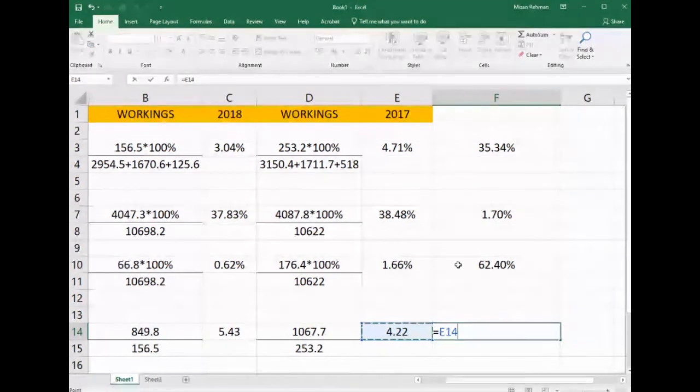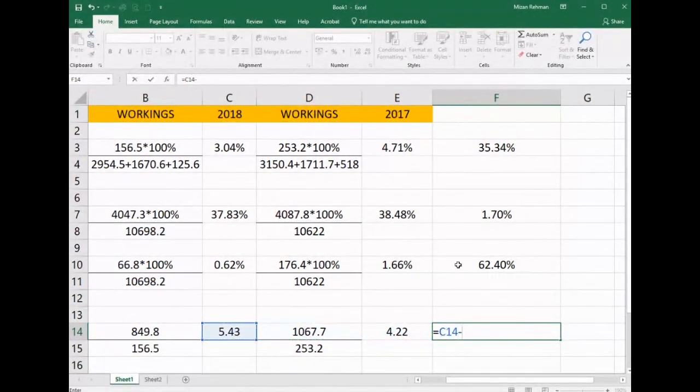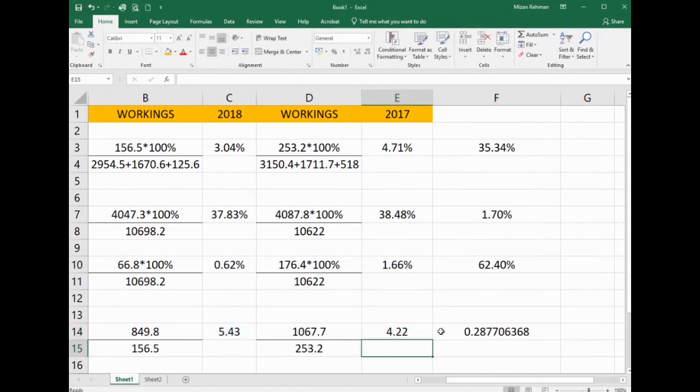If we look at this, take the difference. And it has increased by 29%, which is a good increase. So this is a positive sign.